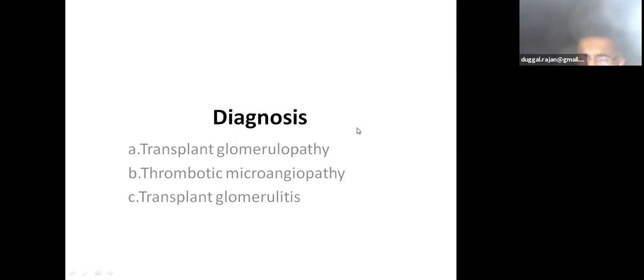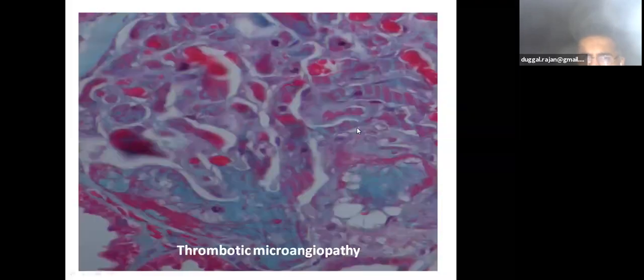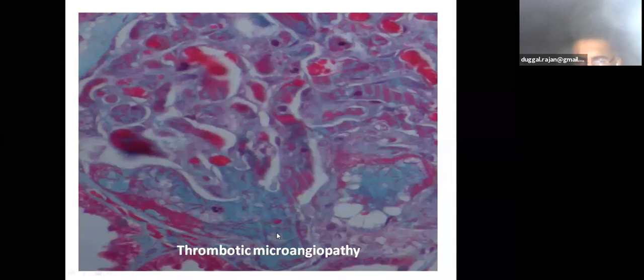So this was my last case. This is thrombotic microangiopathy. And what you are seeing here are fibrin threads. This is a Masson trichrome stain which is showing fibrin threads. Okay, so if you have any doubts or queries, please.